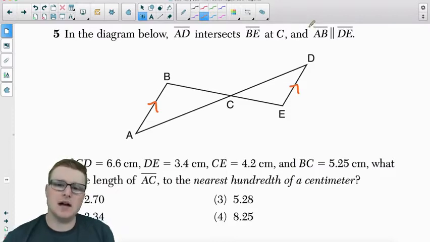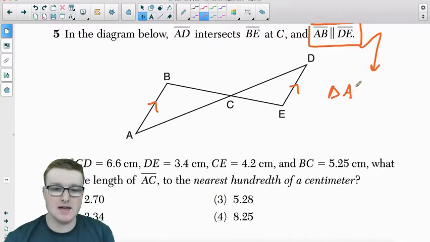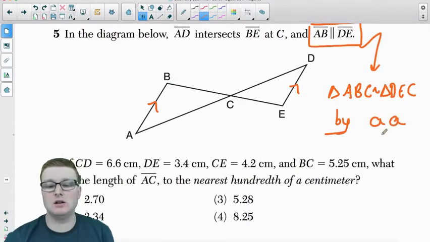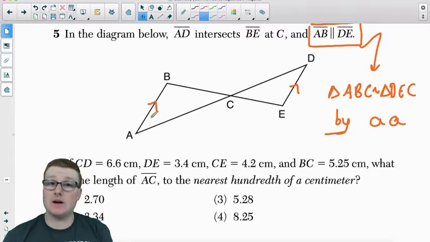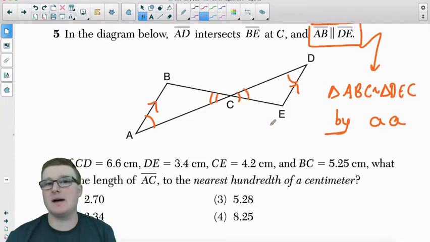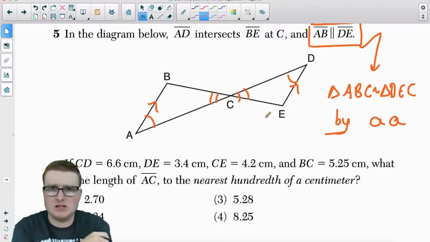Now, why would they tell you that AB is parallel to DE? Well, this tells you that triangle ABC is similar to triangle DEC by angle-angle similarity. Because parallel lines that are cut by a transversal form alternate interior angles that are congruent, and these are vertical angles. We could prove it by angle-angle similarity. But what does that even have to do with anything? Did I just pull that out of nowhere?